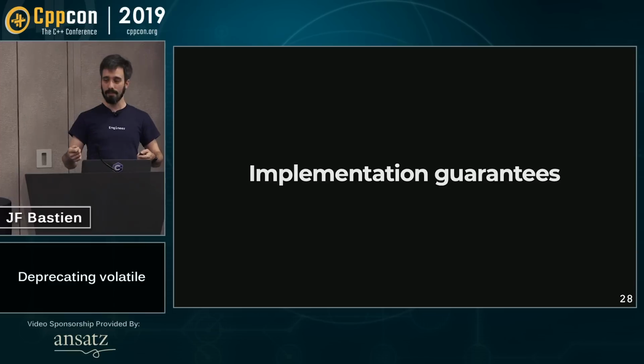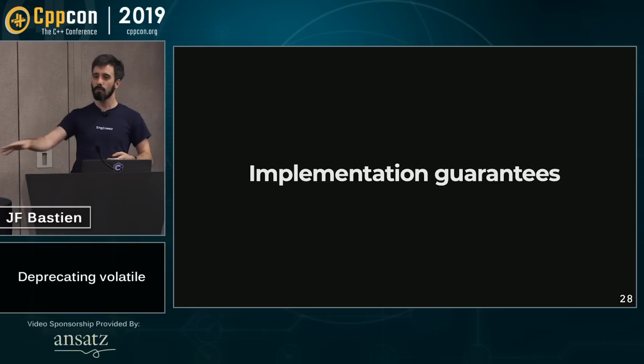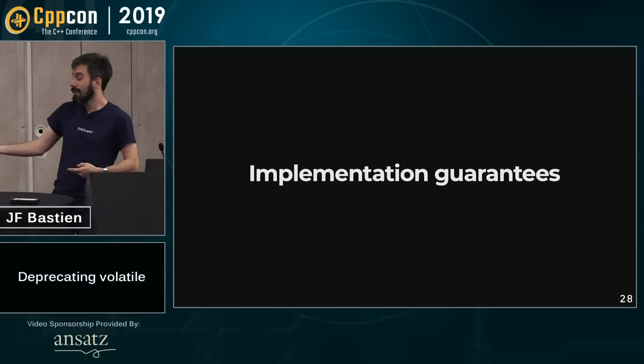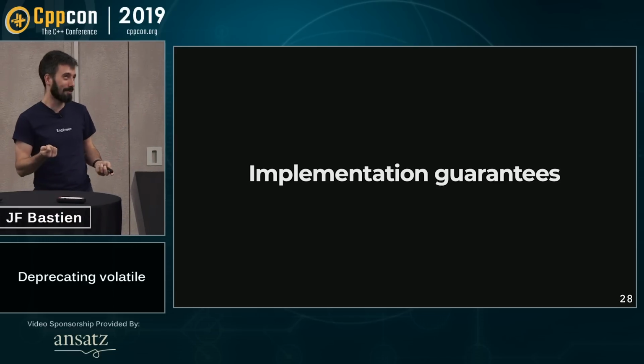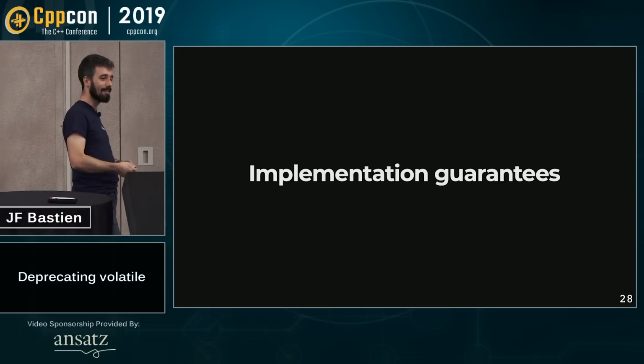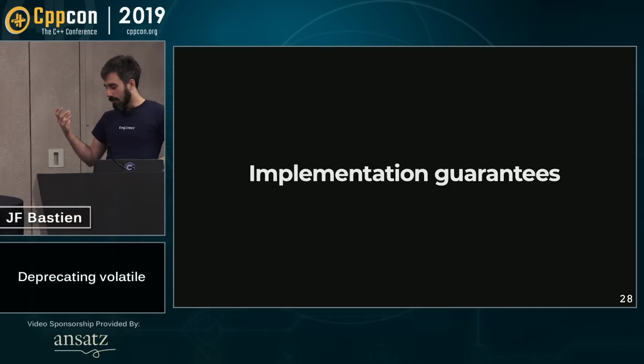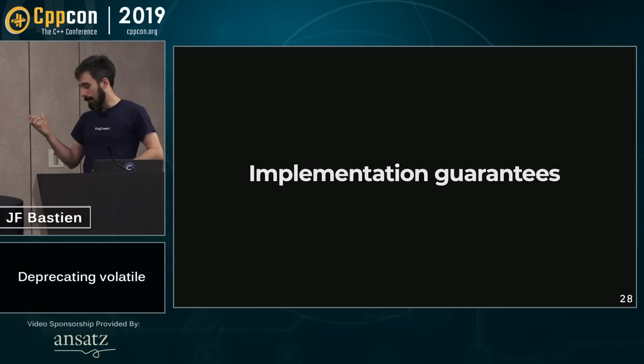Another thing that volatile guarantees is some implementation guarantees. Volatile says, hey implementation, just let the programmer know what this is going to do. The guarantee might just be: look at the assembly, that's what it does. That's not a very useful guarantee, but there's an intent that volatile should let you know what it's going to do. So let's look at the initial motivation for volatile.